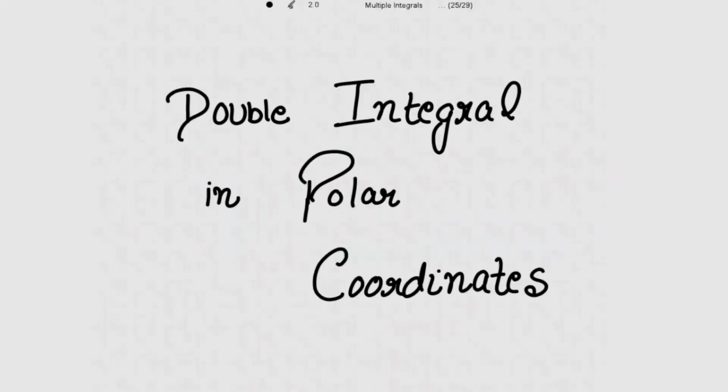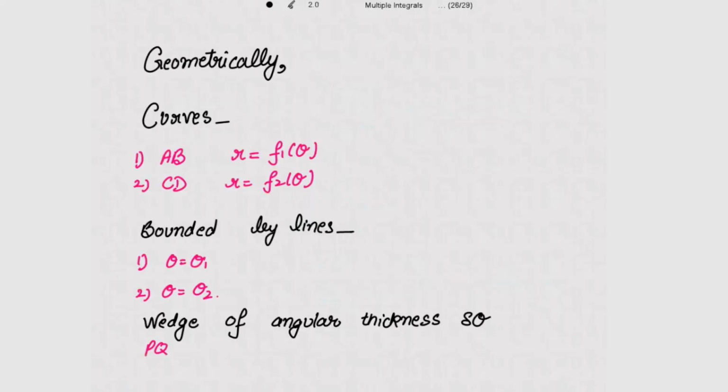Good morning. So this is double integral in polar coordinates. Let's understand this geometrically. It is given that there are two curves AB having r equal to f1 theta and CD with r equal to f2 theta. So let's draw these curves first.